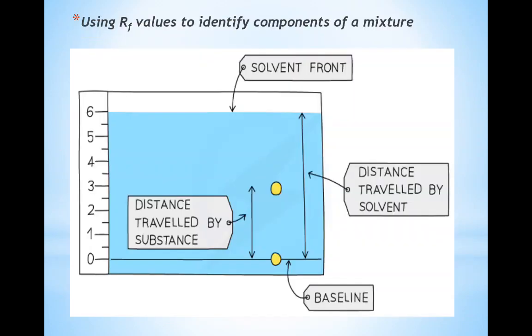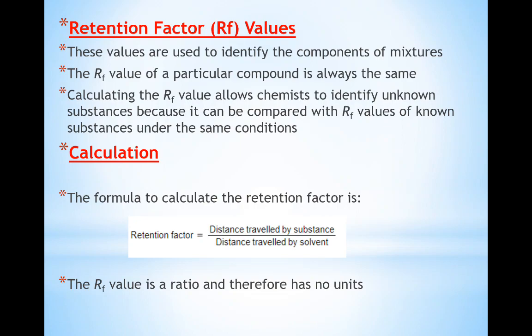Here, using RF values to identify components of a mixture, the distance traveled by substance is the height of the mark we get from the baseline, and the solvent front height from the baseline is the distance traveled by solvent. So by the formula we can easily work out the retention factor.